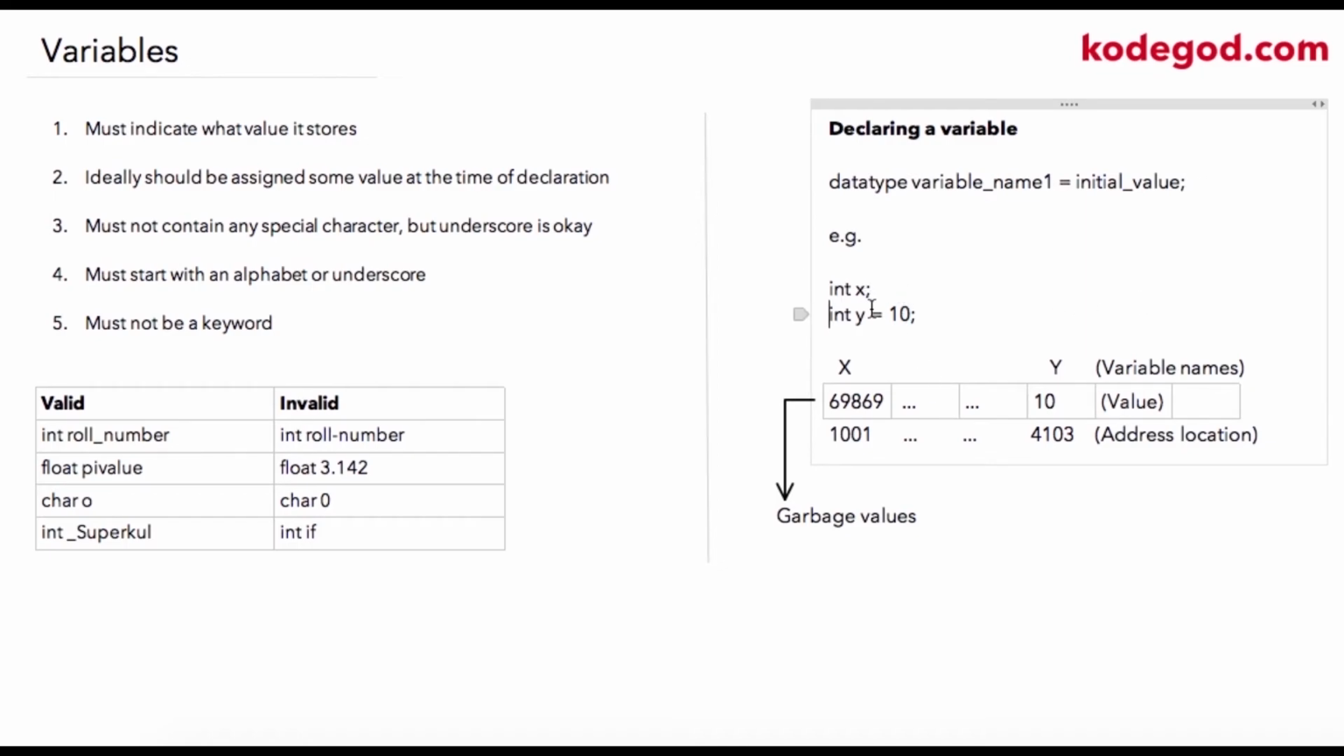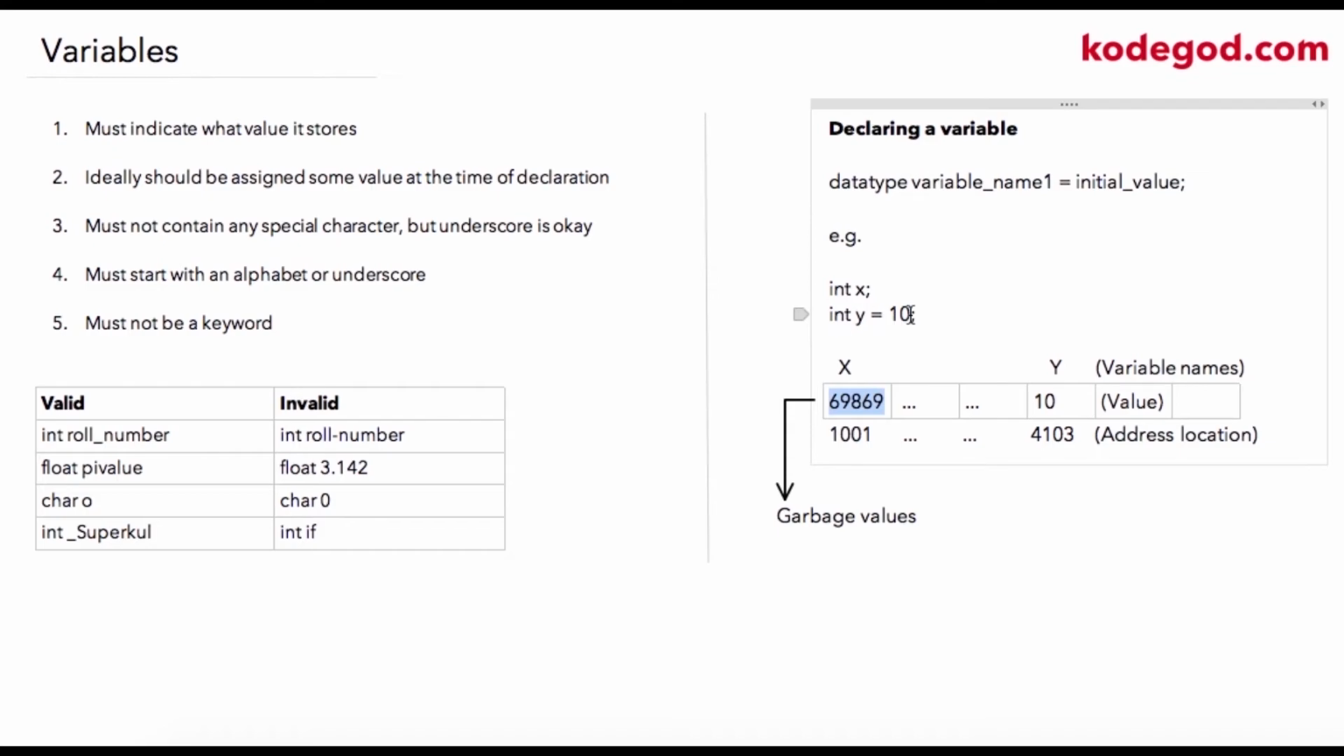So when we declare a variable, what happens? Assuming this to be your computer memory, when we declare a variable int x, the compiler allocates memory to this variable. It names it as x, and this is the address location of my x variable. When we do not initialize a variable, it will hold some random value.